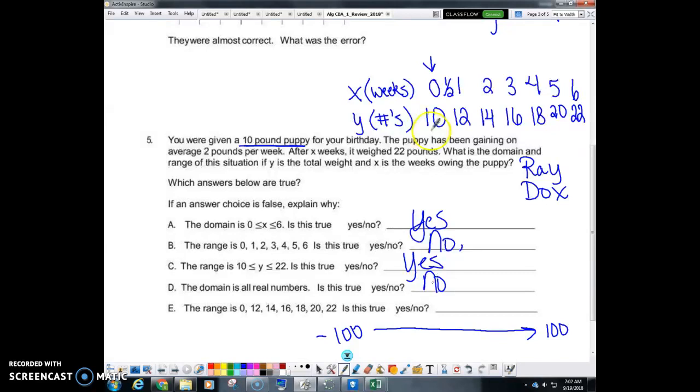And then the last one, the range is 0, 12, 14, 16, 18, 20, 22. Well, actually our range starts at 10. So this is false. Okay, I already explained to you why they are true and false. So go ahead and write those explanations down. All right.